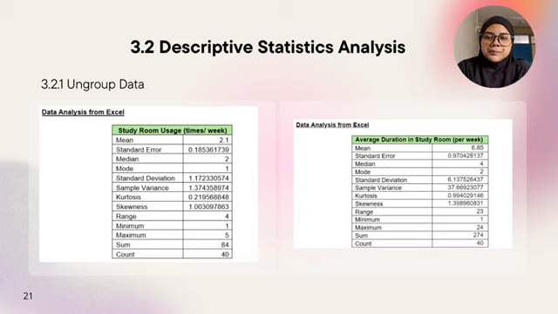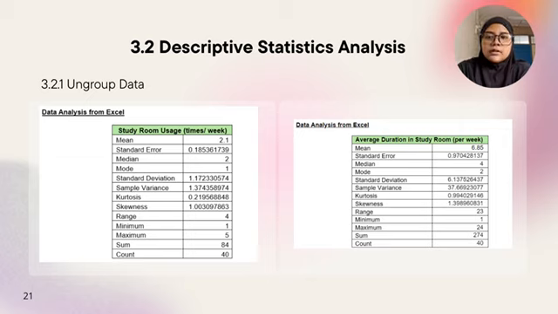Okay, so first, data for study room usage time per week. Based on the table, the mean usage is 2.1 times per week, indicating that students use the study room about twice a week on average. The median is 2, while the mode is 1, showing the most common frequency of usage is once per week. The standard deviation is 1.17, which suggests a moderate variation in how often students use the study room.